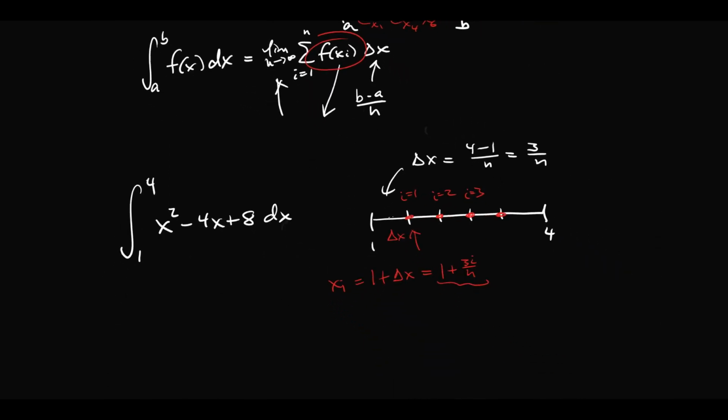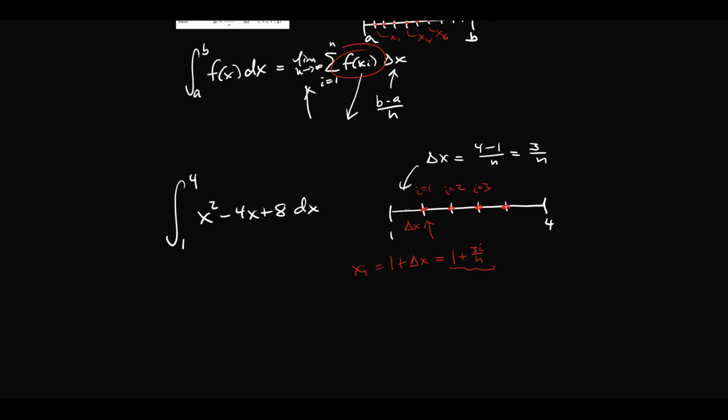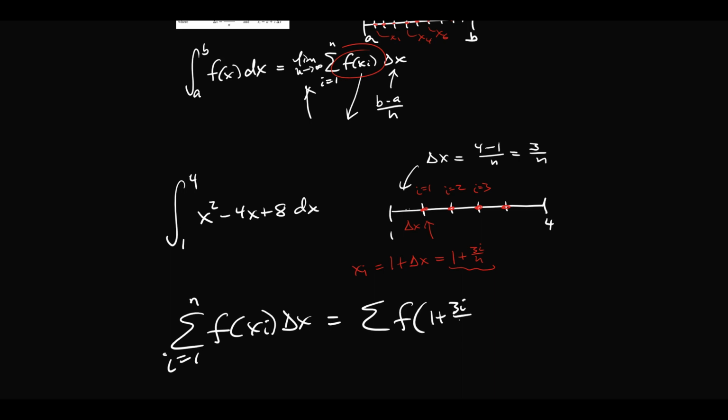So that's what's going to go in this little formula right there. So let's write that out. I'm not going to do the limit just yet. I'm going to tack on the limit at the end. So we have the sum of f of x i delta x, i equals 1 to n. So this is the sum of f of 1 plus 3i over n.